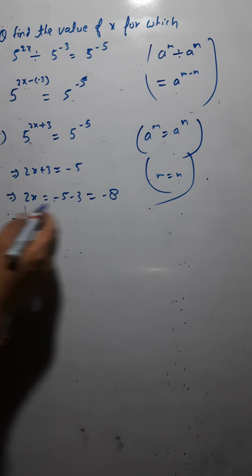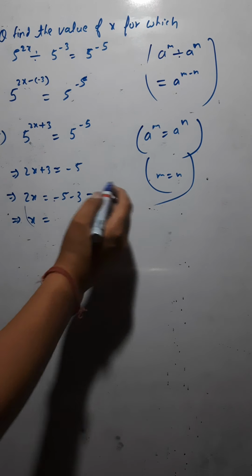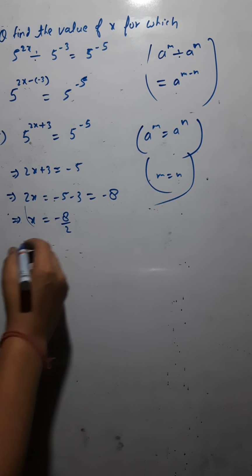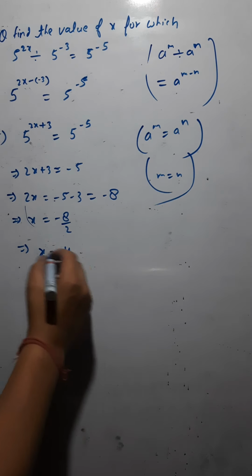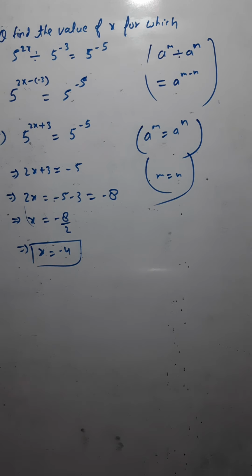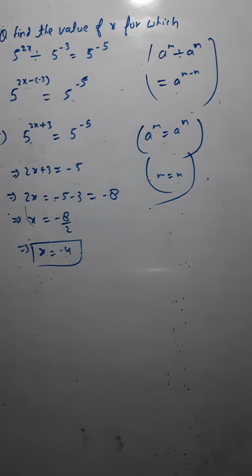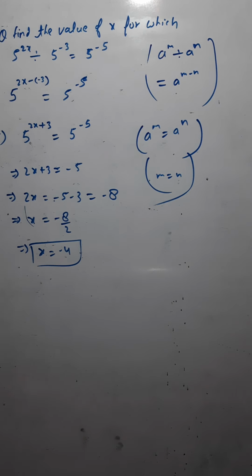So value of x would be how much? This 2 is multiplying here and it would divide there, so I would write it as minus 8 by 2. So value of x would be minus 4. This is how you will find out the value of x. So value of x is how much here? Minus 4. Are you getting this? Value of x is minus 4. Okay, just note it down.